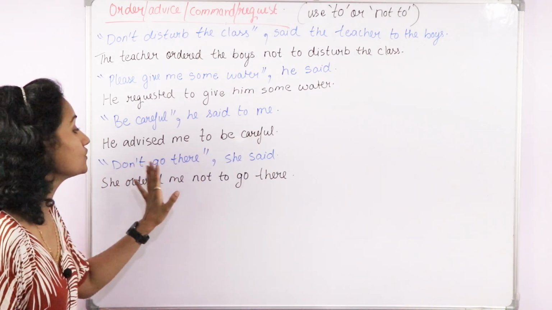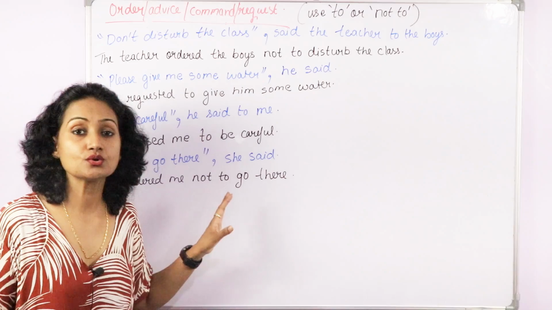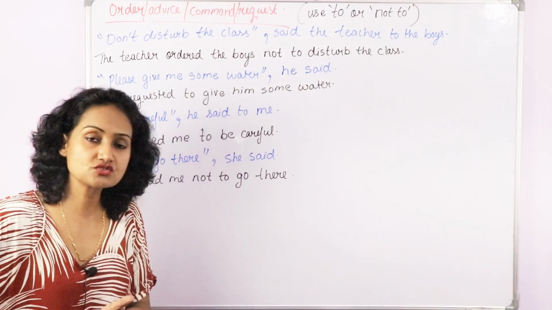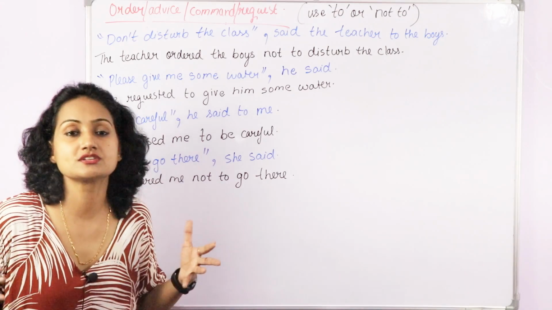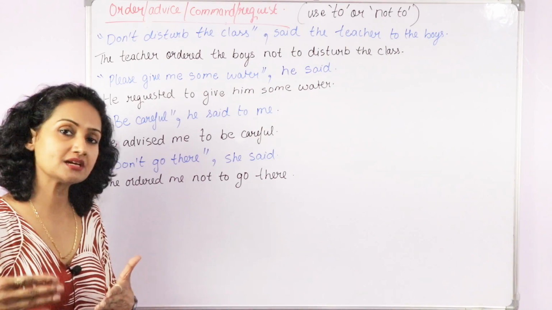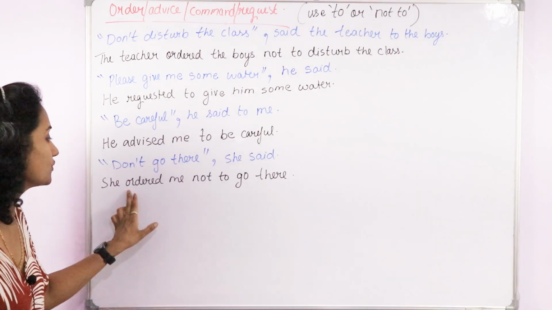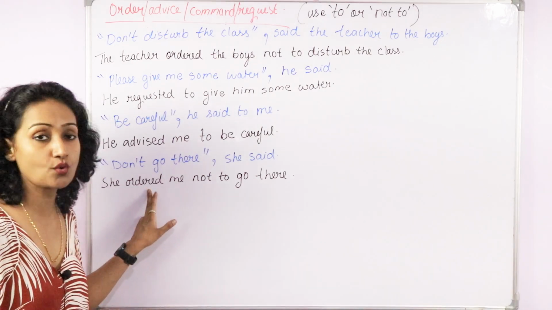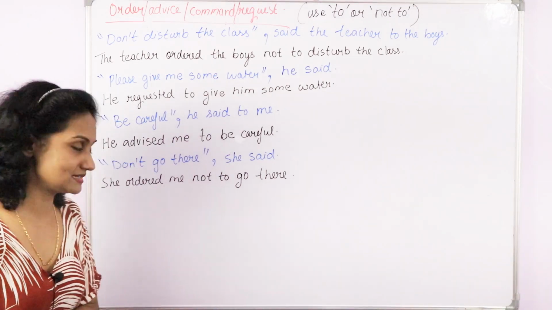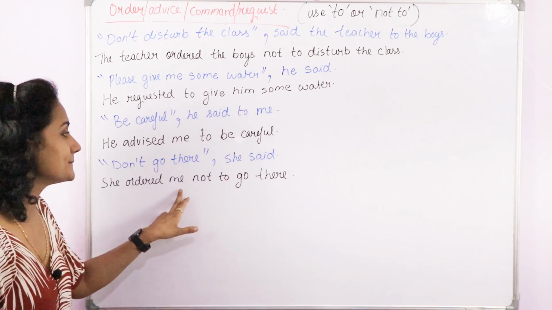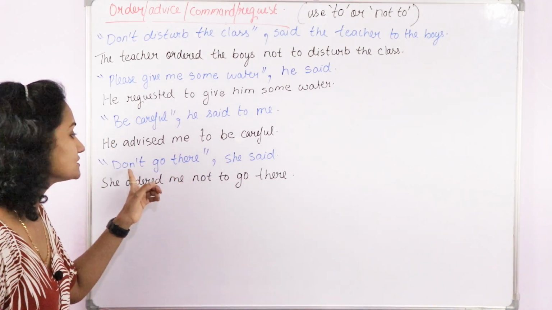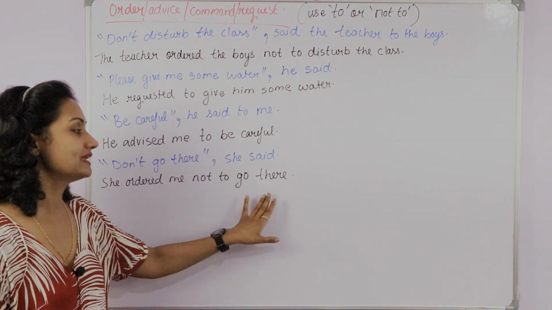Next is don't go there, she said. So it can be advice also, don't go there. It can be dangerous, or this can be an order as well. Don't go there, you're not supposed to go there. Okay, so depending upon the sentence, you can use the reported verb. Here I have used ordered, you can use advise also if it is advice. She ordered me not to go there. So it's a negative sentence, so not to go there.